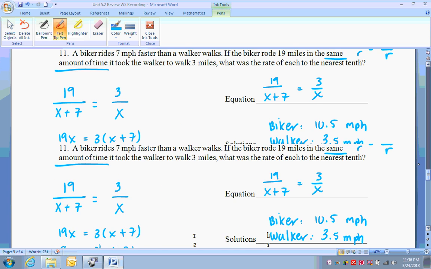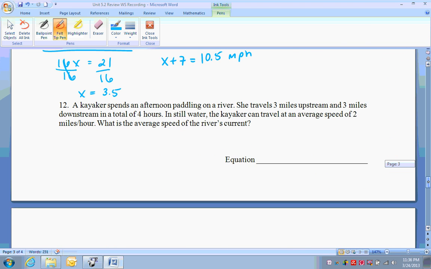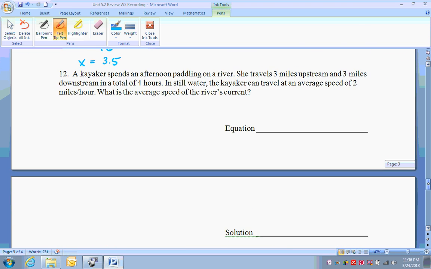Alright, let's move on to number 12. It says, a kayaker spends an afternoon paddling on a river. She travels 3 miles upstream and 3 miles downstream in a total of 4 miles per hour. In still water, the kayaker can travel at an average speed of 2 miles per hour, and they want the average speed of the river's current.